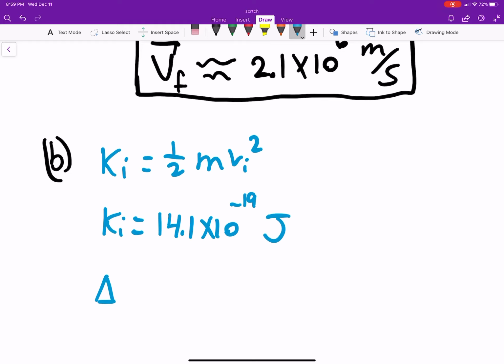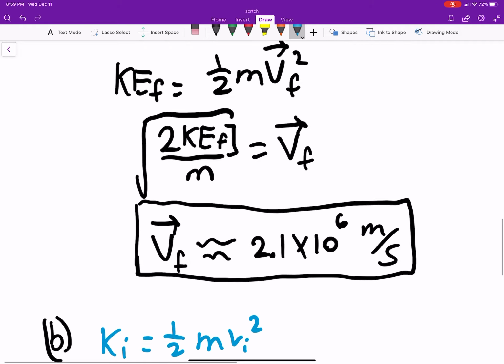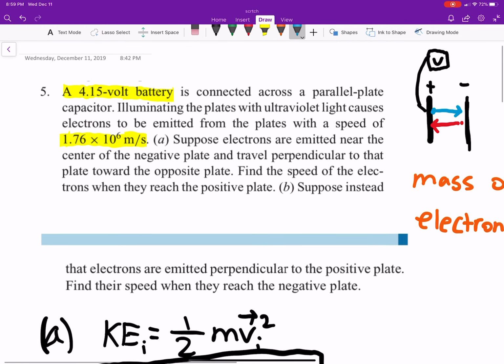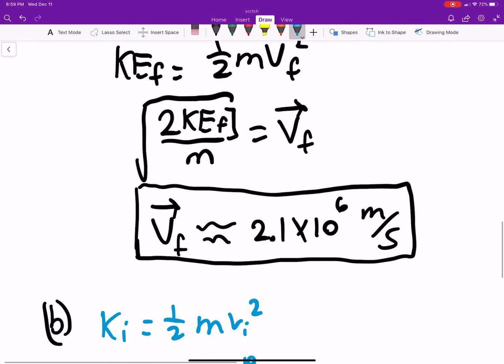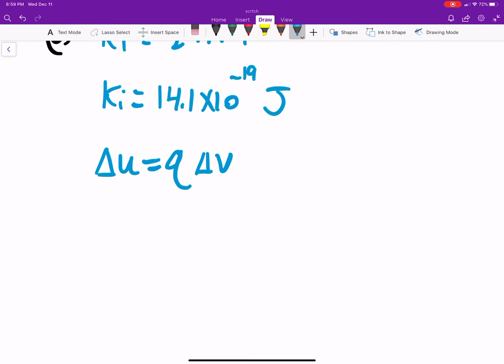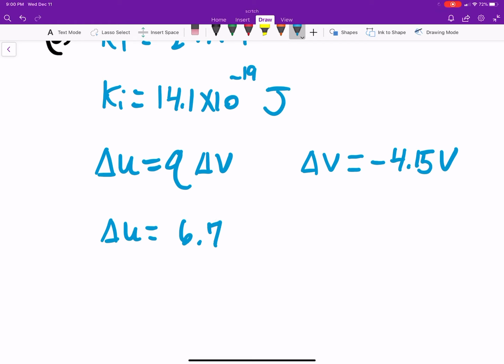And we still want to find the change in our potential energy. So we can still use delta U equals Q times delta V. But here, we're going further away from our positive charges. So that attraction is going to be less and less. And instead of V being positive, our change in potential is going to be negative 4.15 volts. So now, if we were to plug this in, this will just change the sign. So now it's going to be 6.7 times 10 to the negative 19 joules.